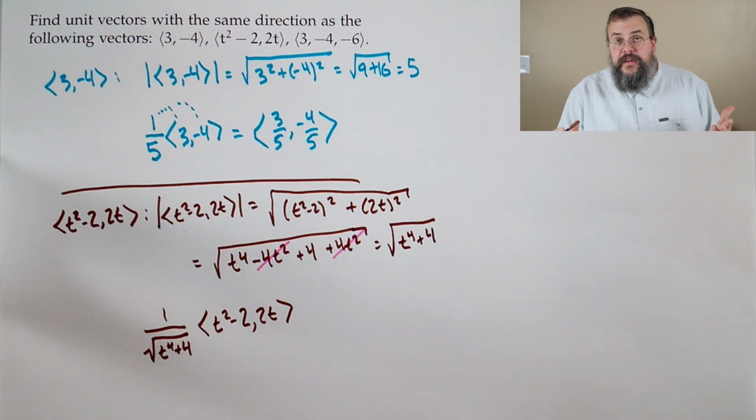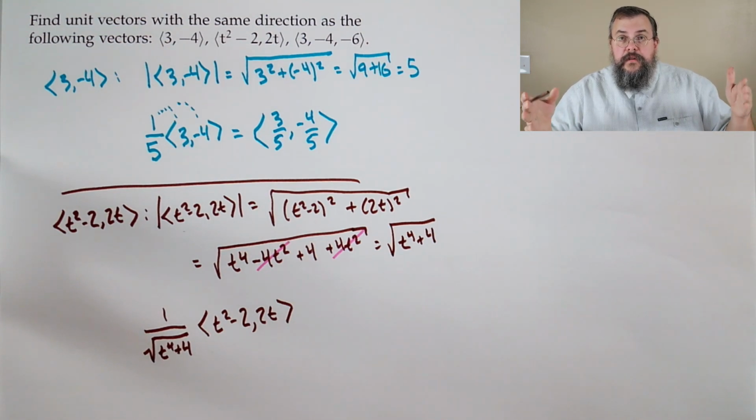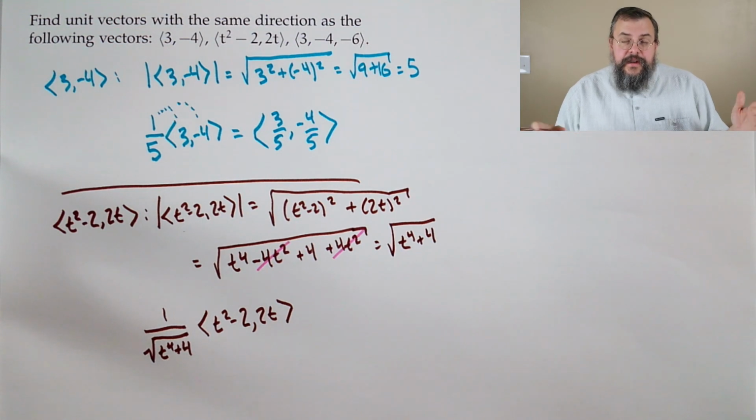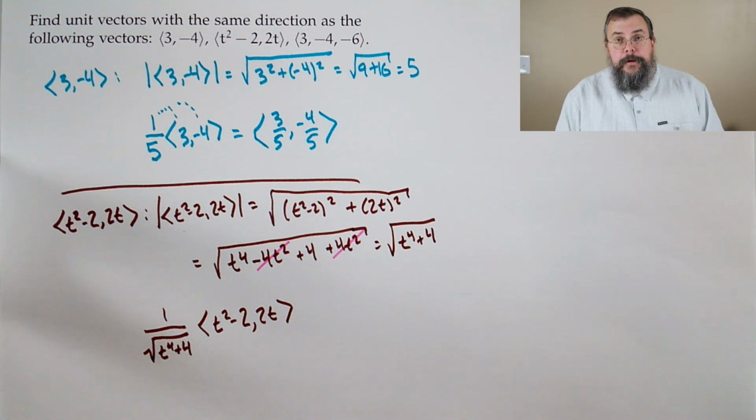Now, in what sense is this a unit vector? Well, in the sense that if you take the magnitude of it, it would turn out to always be 1. So regardless of your choice of t, this will always have length 1. No matter if you choose t equals 0, t equals 1,000,000, it has length 1. All right.